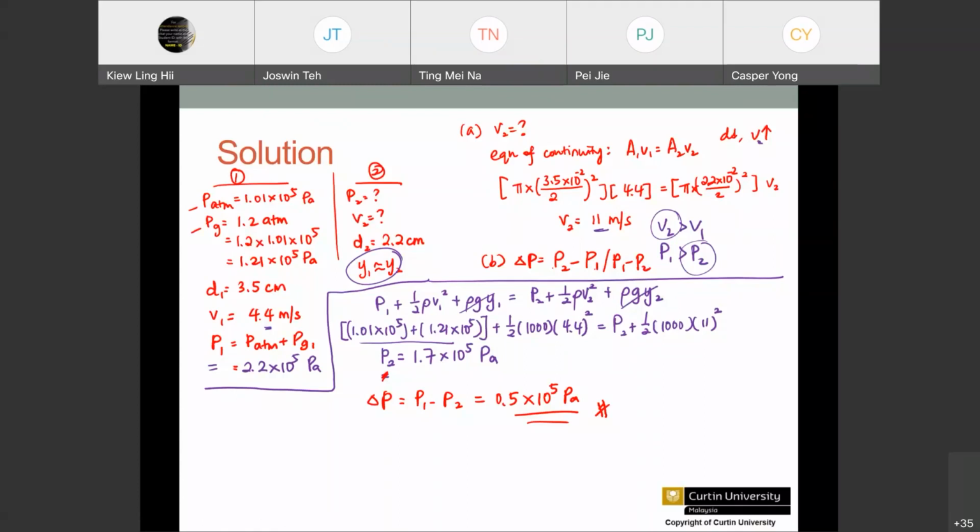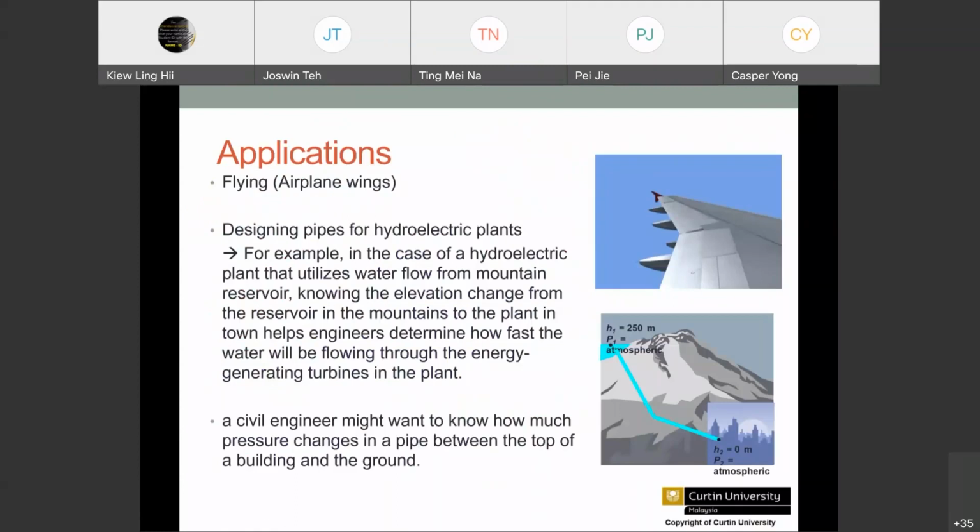So now let's look at the application. I guess for the Bernoulli principle, you are all quite familiar. For the application for a civil engineer, you need to know the pressure change in order to connect the pipe, or even the strength of the pipe itself. If the distance is very tall, the change in pressure is very huge. So the property of the pipe has to be very strong in order to withstand the pressure. This is why civil engineers also need to learn about fluids.